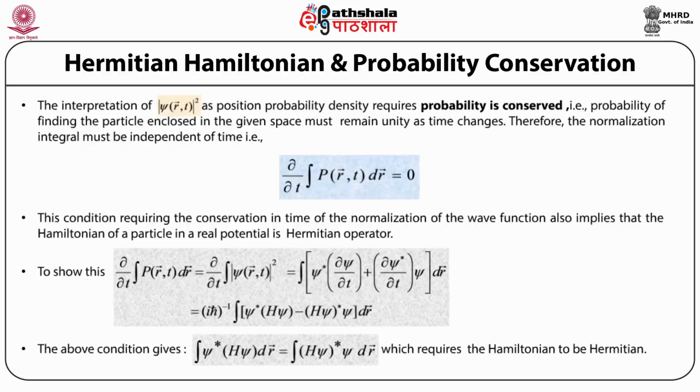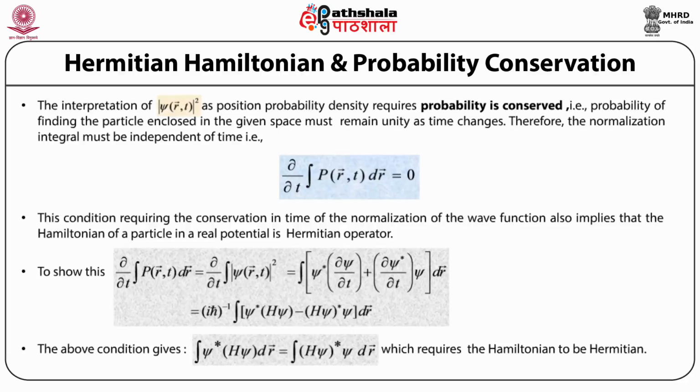When you further solve this by substituting with the Hamiltonian operator, the final result that comes out is equal to 1 upon i h cross times the volume integral over dr of, within brackets, psi star times the Hamiltonian operator H acting on psi, minus the Hamiltonian operator H acting on psi star, whole times psi. This equation will lead to the following condition: the volume integral over dr of psi star times H acting on psi is equal to the volume integral over dr of H acting on psi, whole complex conjugate, times psi.